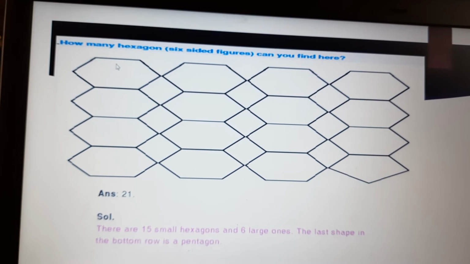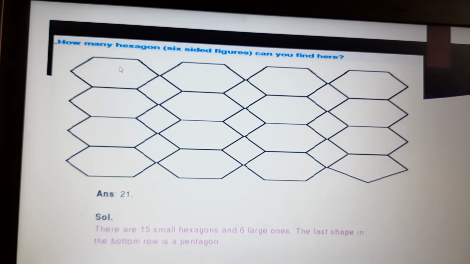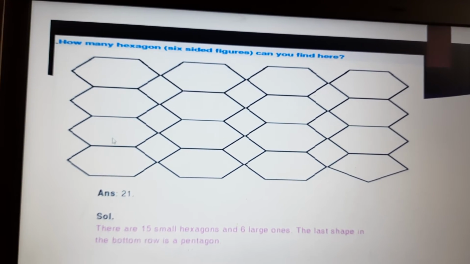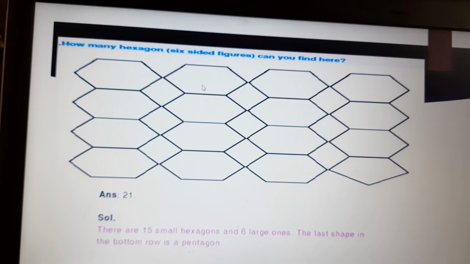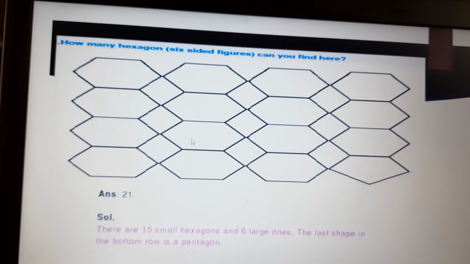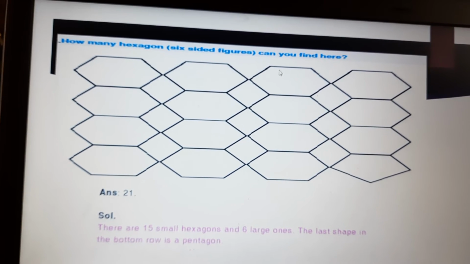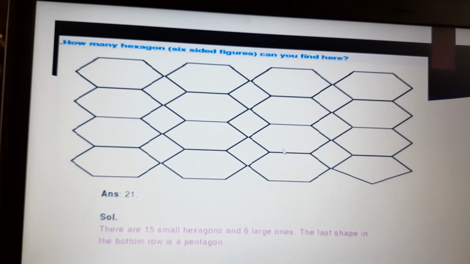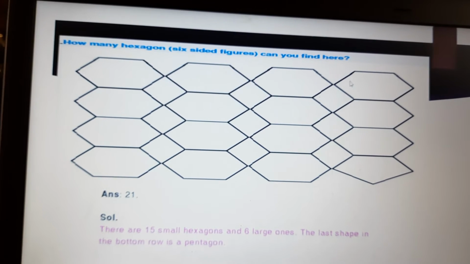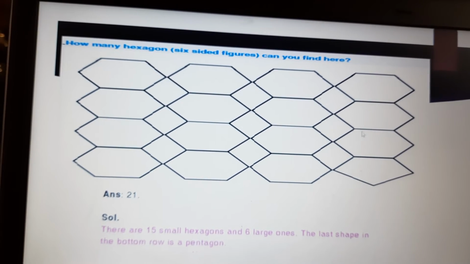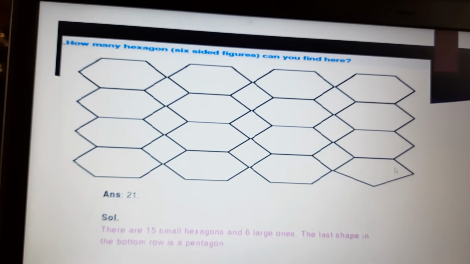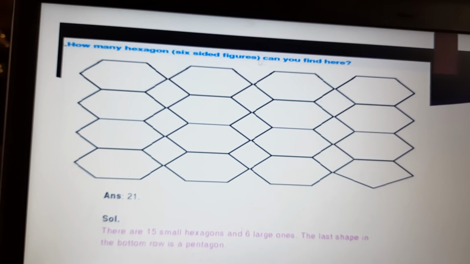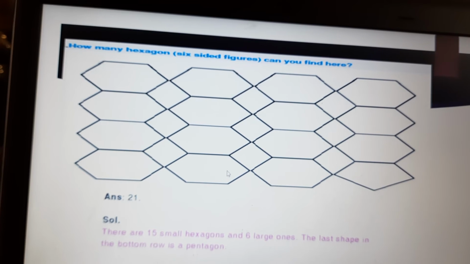So we have in the first column 1, 2, 3, 4 hexagons. Similarly 5, 6, 7, 8, 9, 10, 11, 12, 13, 14, 15. The last shape is not a hexagon, it's a pentagon. So totally we have 15 small hexagons.